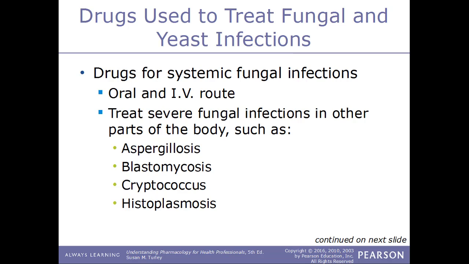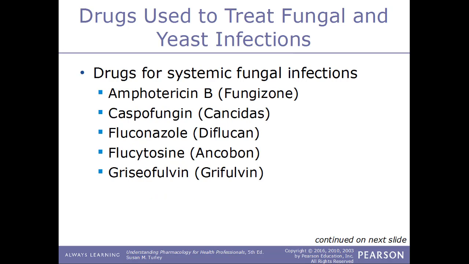And these are used to treat severe fungal infections in other parts of the body, such as aspergillosis, blastomycosis, cryptococcus, and histoplasmosis. And some examples of this kind of drug would include amphotericin B, known by the trade name of Fungizone, caspofungin, known by its trade name Cancidas, fluconazole, also known by the trade name Diflucan, flucytosine, known by the trade name Ancobon, griseofulvin, known by its trade name Grifulvin.